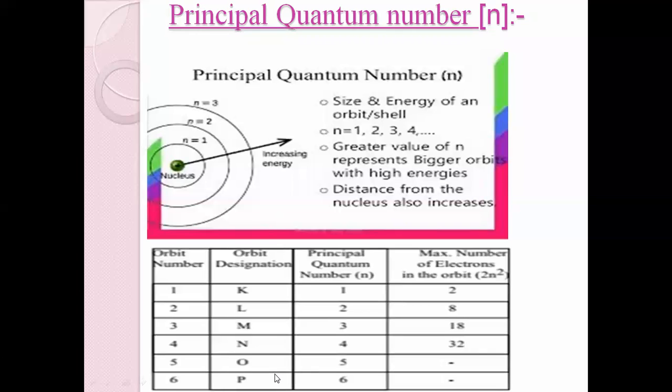Okay. So based on this, the table over here, as I told you in the first slide, the maximum number of electrons in any orbit has to be 2n square. So K has how many electrons? Yes, Toha. K has how many electrons?